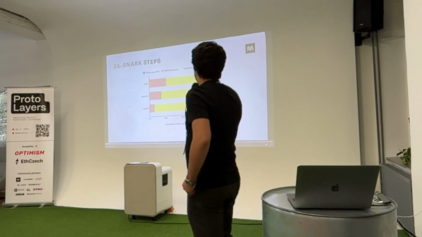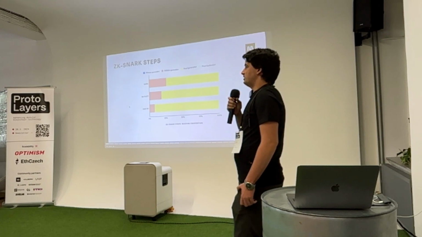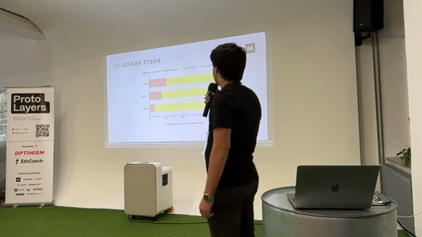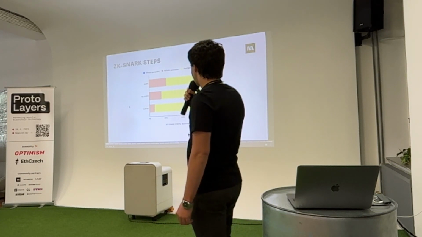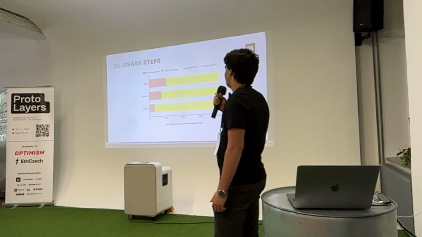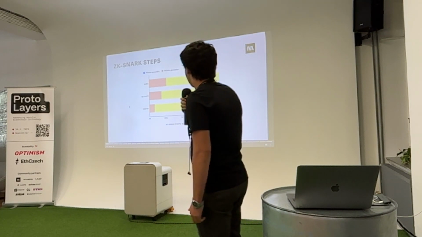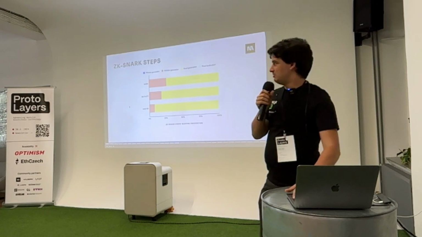Then we also wanted to see which steps of the ZK-Snark take the most amount of runtime. As you can clearly see here, the witness generation and proof verification are nowhere to be seen. So the other two steps, which are the solution generation and the proof generation, take around 99% of the runtime. Therefore, we'll be taking a closer look at those two steps.